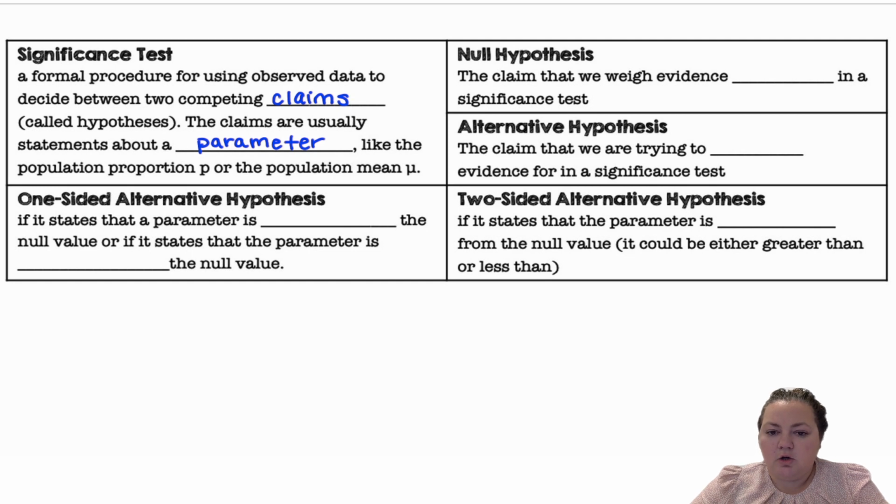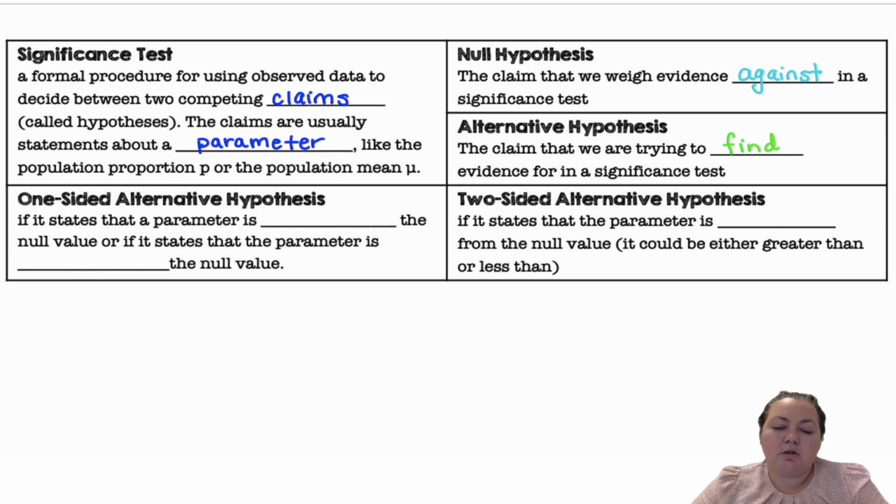So the null hypothesis is the claim that we weigh evidence against in a significance test. The alternative hypothesis is the claim that we are trying to find evidence for in a significance test.